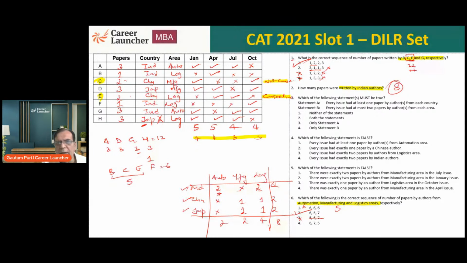Okay. Now let's look at the remaining 3 questions. The good part was in this data set, it makes you do a lot of work. But question 1, 2, and 6 you can do fast, especially if you look at the choices as we have done. Okay. Which of the okay, question number 3.